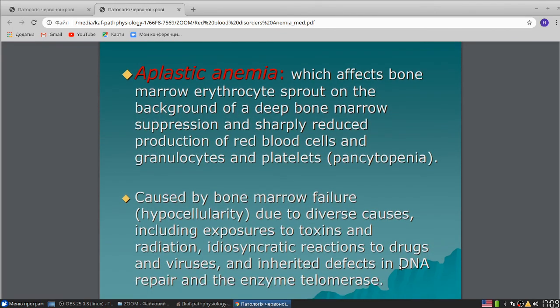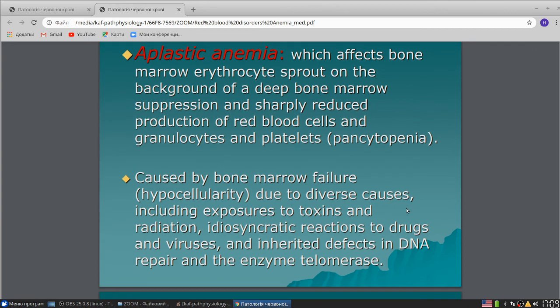Aplastic anemia. This anemia affects the bone marrow erythrocyte sprout on the background of a deep bone marrow suppression and sharply reduced production of red blood cells, granulocytes and platelets, and is characterized by full pancytopenia. It is caused by bone marrow failure or hypocellularity, due to diverse causes, including exposure to toxins and radiation, idiosyncratic reaction to drugs and viruses, and inherited defects in DNA repair and the enzyme telomerase.